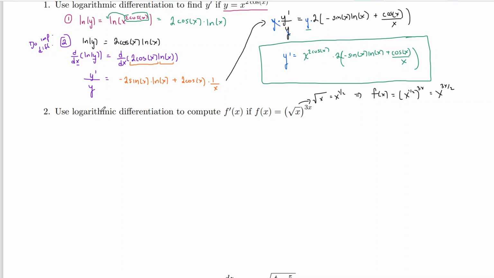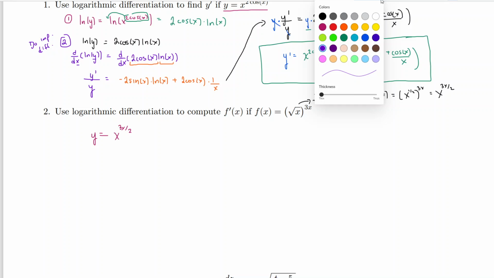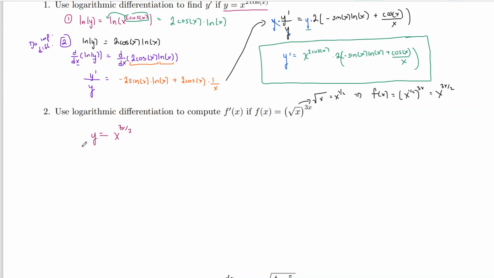All right, so what is the method here? Well, one thing I would probably go ahead and do is just switch f of x to y to make it a little easier to read. So we have y equals the function x to the 3x over 2 power. And the first thing to do with logarithmic differentiation is always do the natural log of each side. You can't do log rules until you have a log anyway. Since there's no log there, you got to do the natural log of each side. So we get the natural log of y equals the natural log of x to the 3x over 2 power.